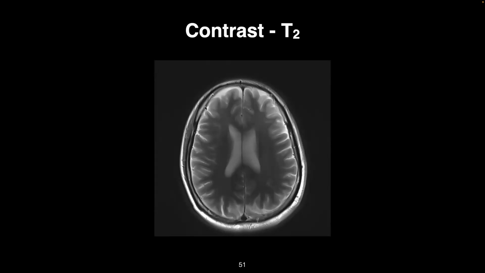So in this case, the CSF is nice and bright because that's mostly water. So the T2 relaxation there is pretty long. Gray matter here has a slightly longer T2 than the white matter. It's a little bit brighter.